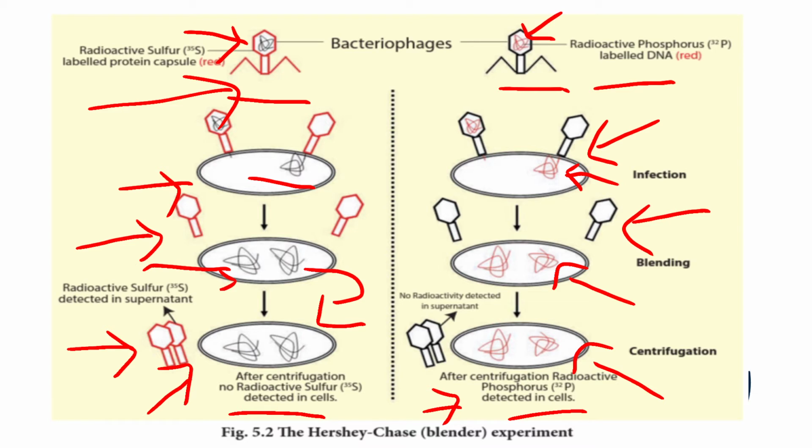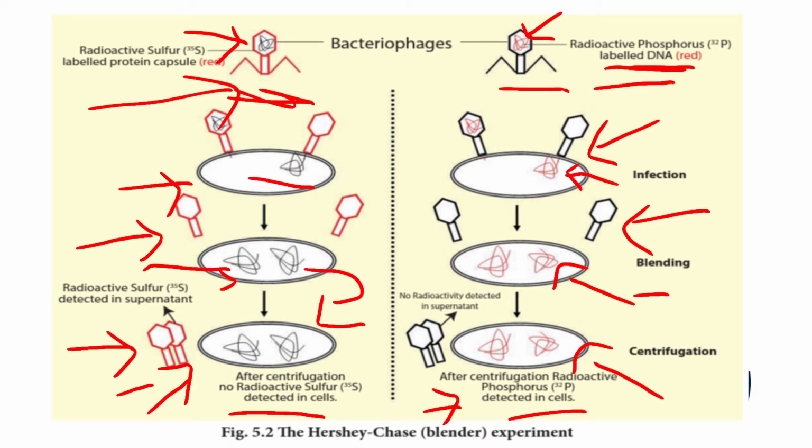And we can say one more thing, in another way also. What happened is the labeled protein coat and the labeled DNA were mixed and allowed to infect the bacteria. The infected bacteria contain only the phosphorus-labeled phage material. The sulfur-labeled phage, that is the protein coat, is not seen in that bacteria.